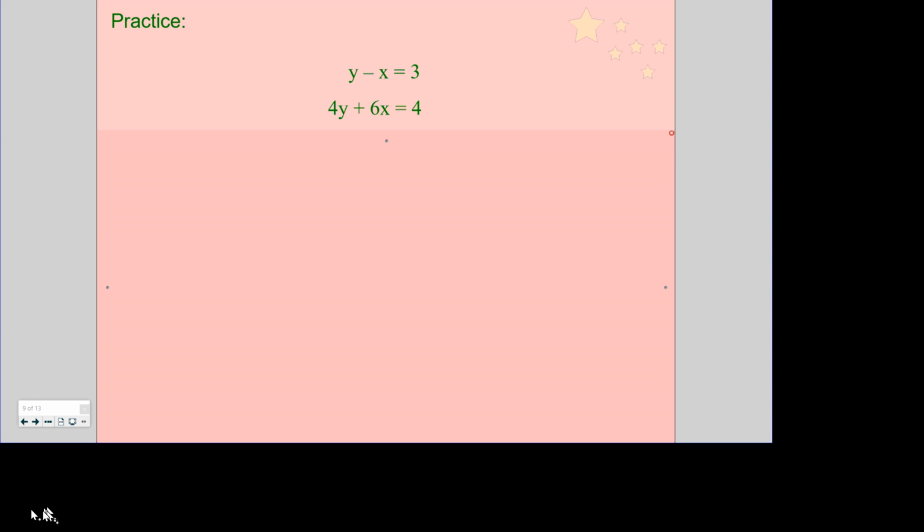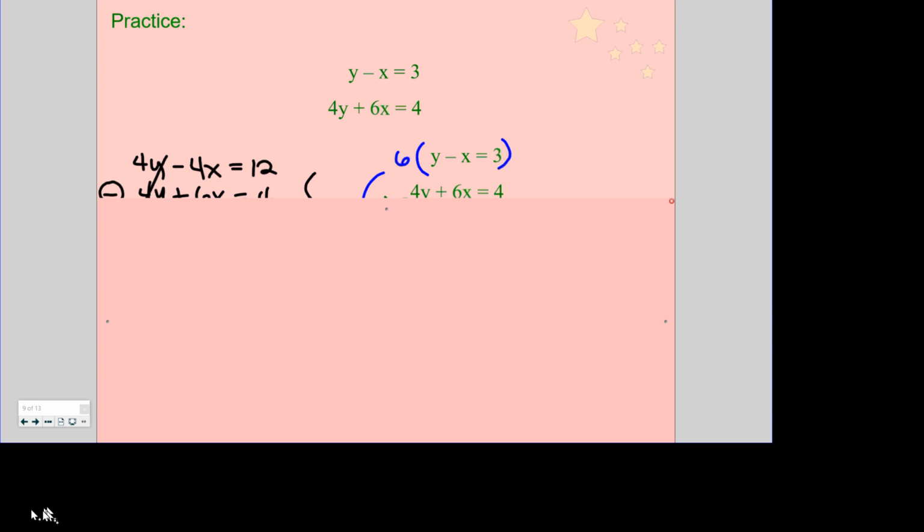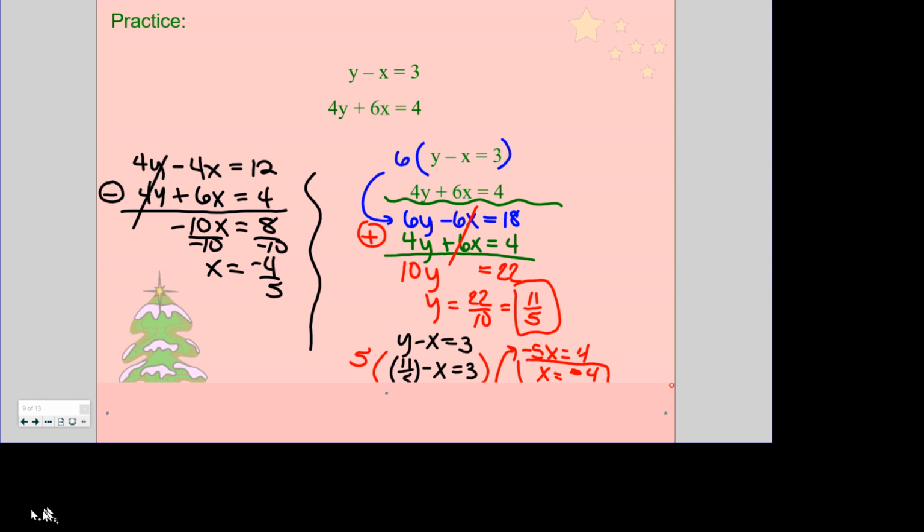Okay, so here we are. You may have chosen to multiply the top through by 4. That's worked out on the left. You may have chosen to multiply the top through by 6. That is shown on the right. However you do that, we should all get the solution negative 4/5 for x and 11/5 for y.